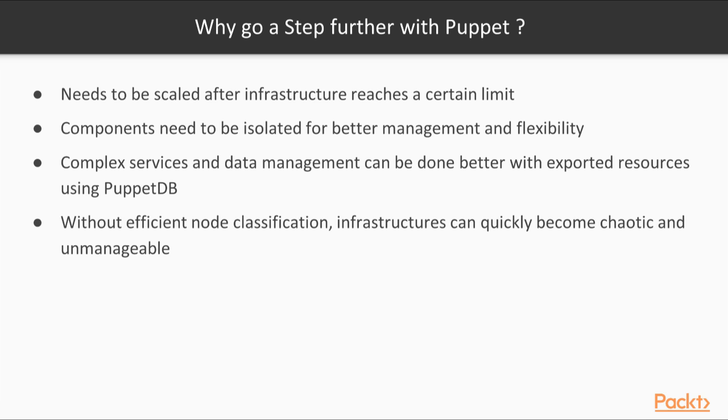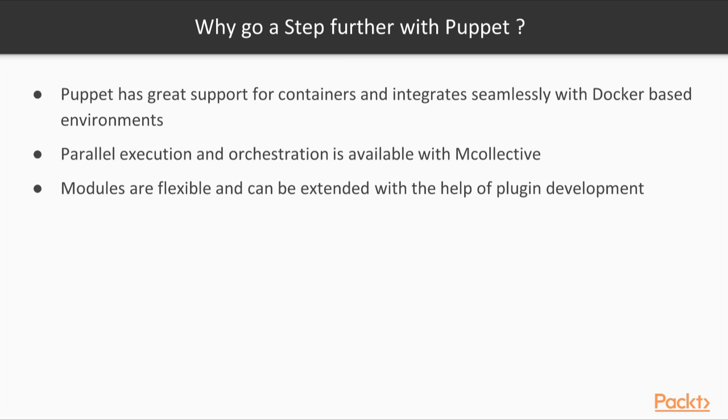With growth of the infrastructure and increase in the number of agent nodes and roles, it is critical to be able to maintain a proper node classification mechanism. Containers have been one of the hottest topics of the infrastructure ecosystem lately, and Puppet integrates quite well with Docker-based container environments. Running Puppet components in Docker and managing Docker environments with Puppet are essential.